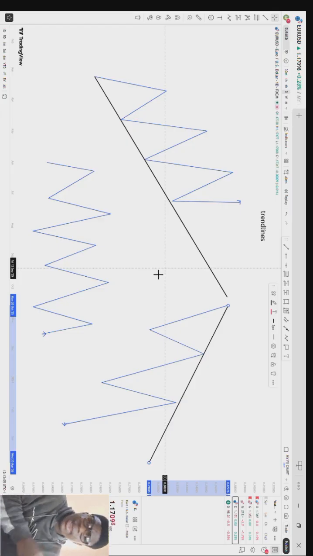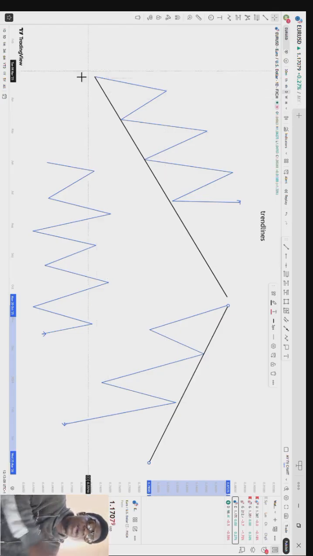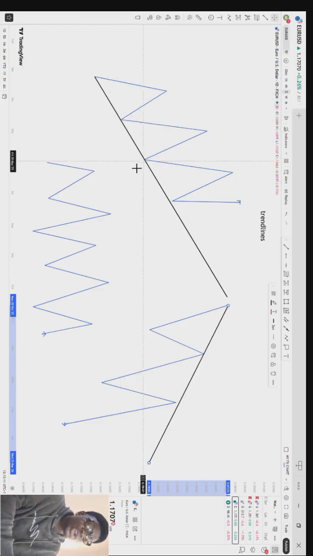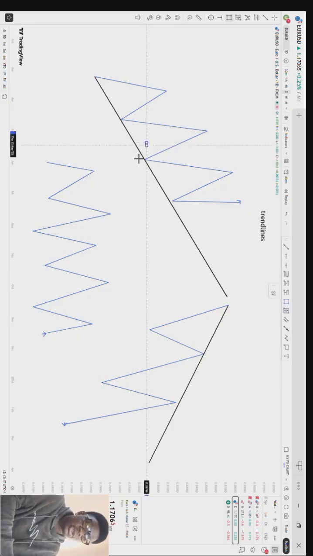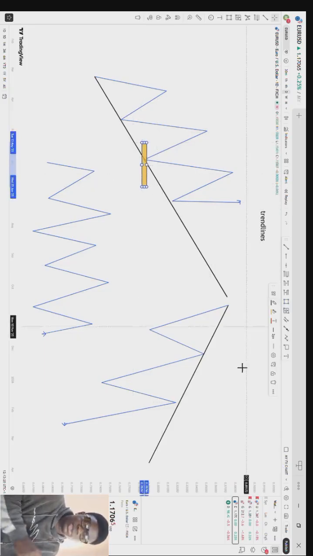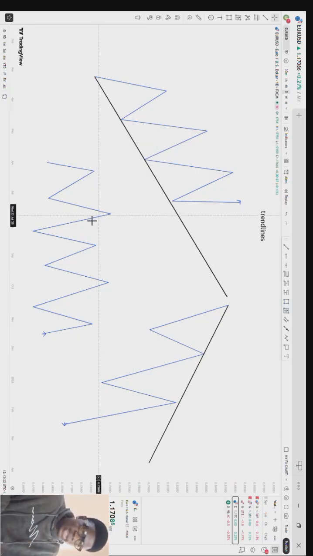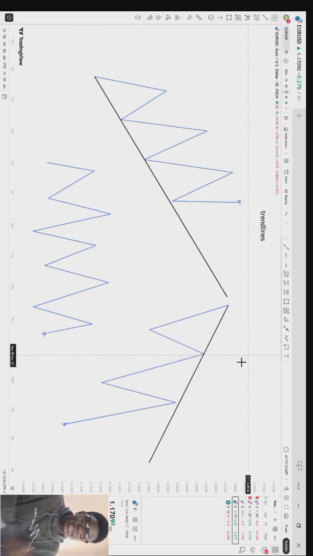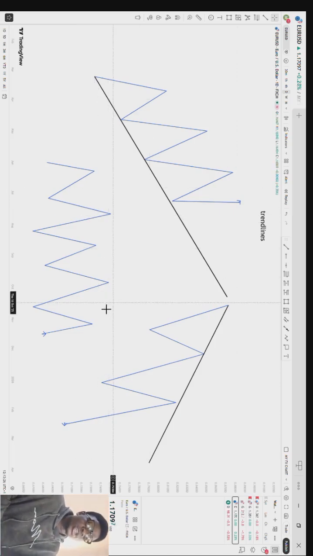Alright, now for an uptrend, we have this first touch, we have the second touch, and now we're having this third touch. This third touch area is where you'll be looking for entries. Now that's not what we're discussing. I'm just discussing trend lines here. So this is an uptrend and this is a downtrend. Very, very easy.